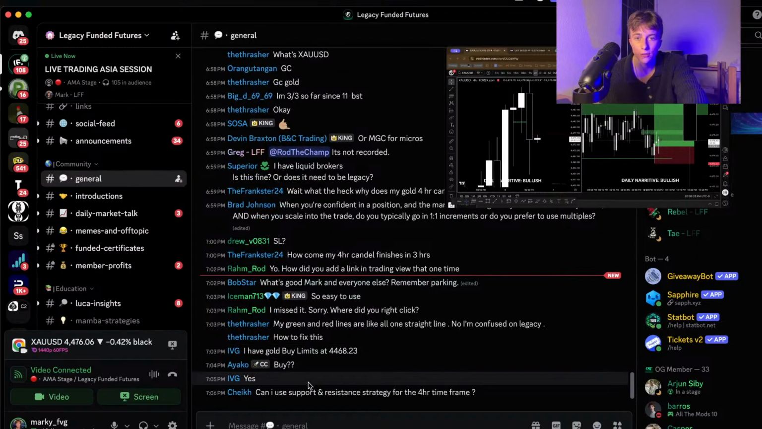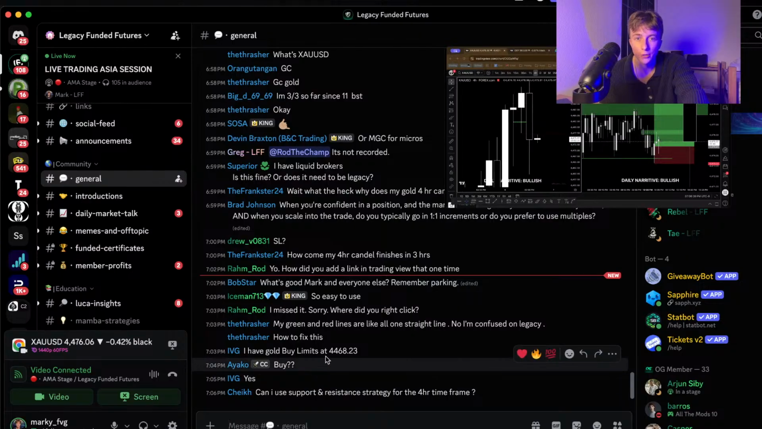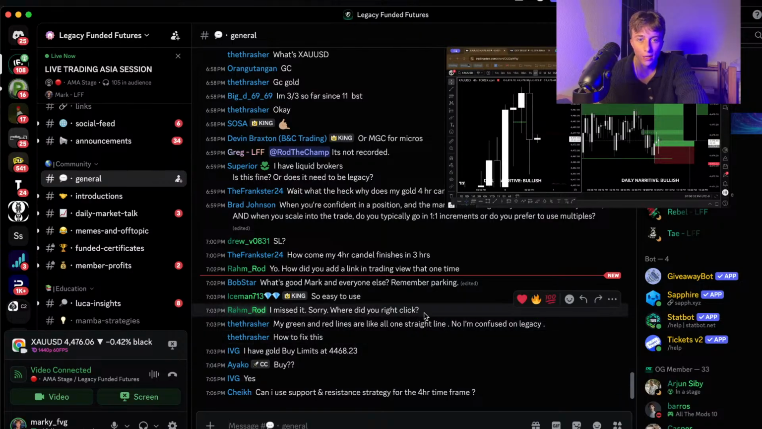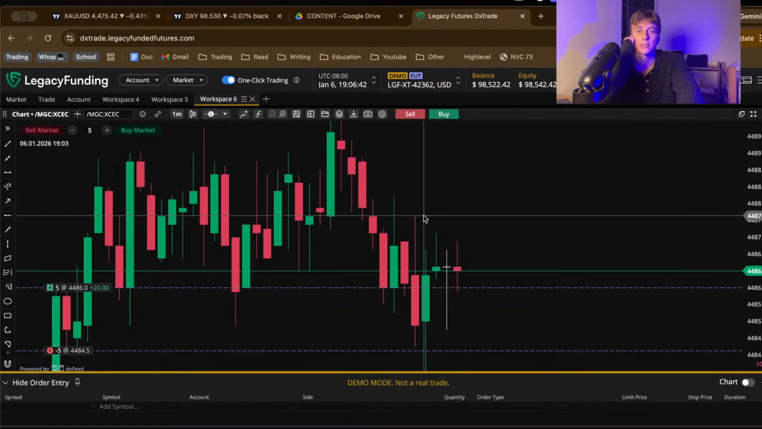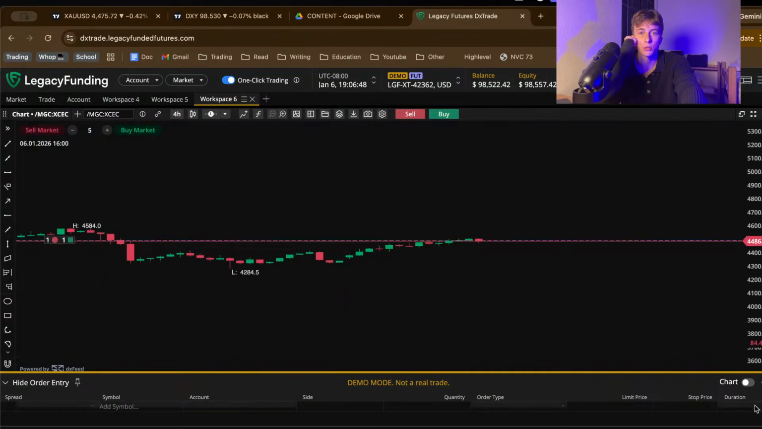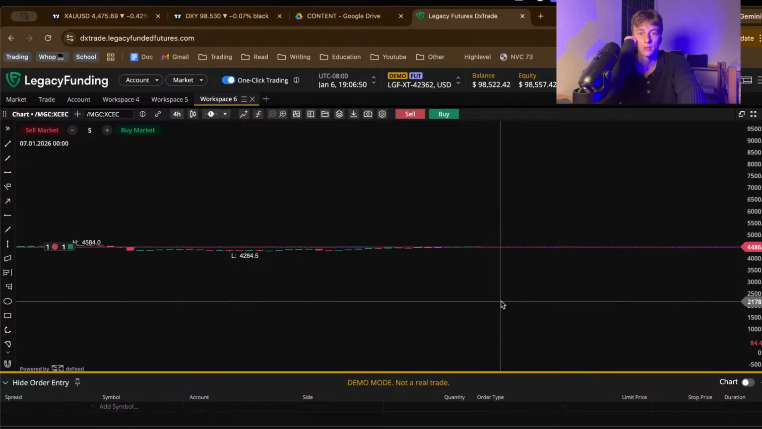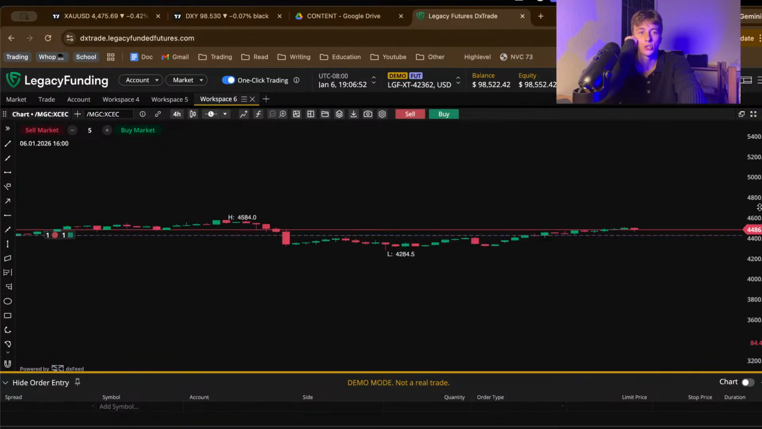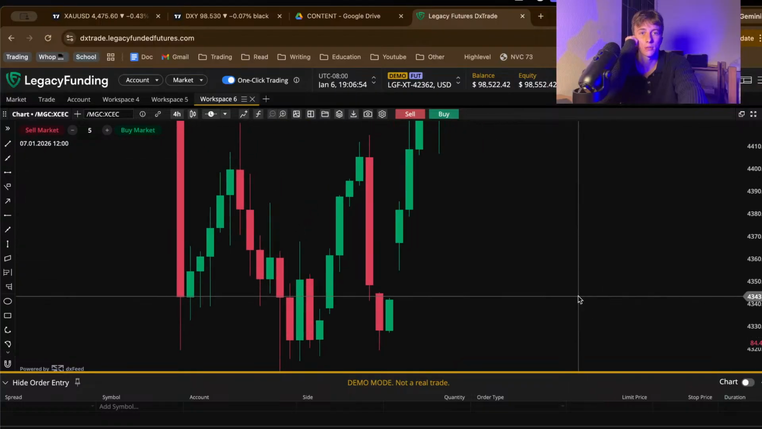Maybe you guys just can't see it on the stream. My green and red lines are all one straight line. No, I'm confused on legacy. Your green and red lines are one straight line. How to fix this? You're saying on legacy they're all one flat line. Maybe it's because you're on a high time frame and you just squished it like this. So you just drag it back up.